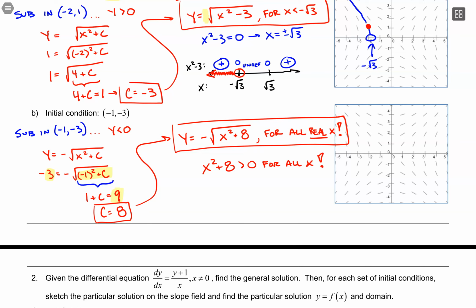Let's go ahead and graph it on the slope field. I have a point at -1 comma -3. And I'm going to follow the slope field through there. And there you have it. There's our particular solution.